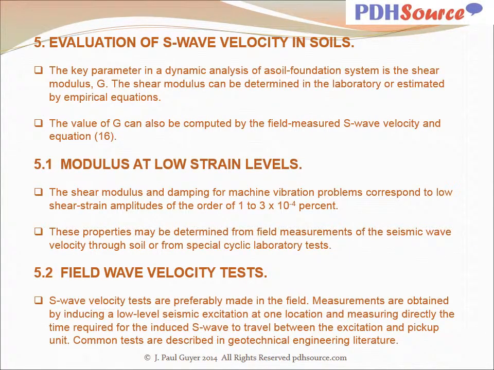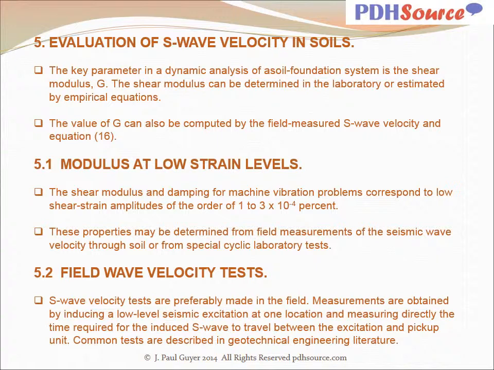The key parameter in a dynamic analysis of a soil foundation system is the shear modulus G. The shear modulus can be determined in the laboratory or estimated by empirical equations. The value of G can also be computed from the field-measured S-wave velocity and equation 16. The shear modulus and damping for machine vibration problems correspond to low shear strain amplitudes of the order of 1 to 3 times 10 to the minus 4 percent.